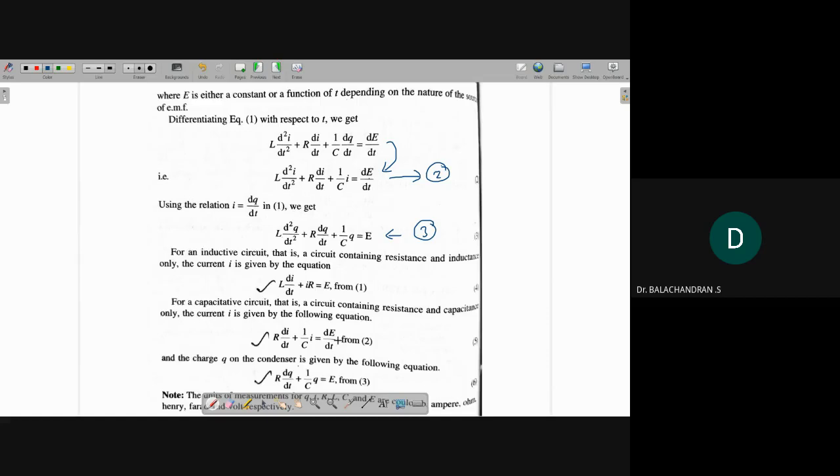Similarly, for a circuit containing a capacitance and a resistance, you got from equation 3, R into dq by dt plus q by C equal to E. So you should remember these three results. Now we'll go to the problems.